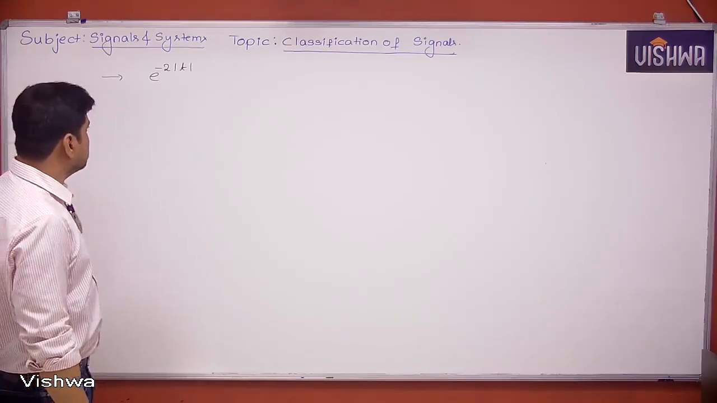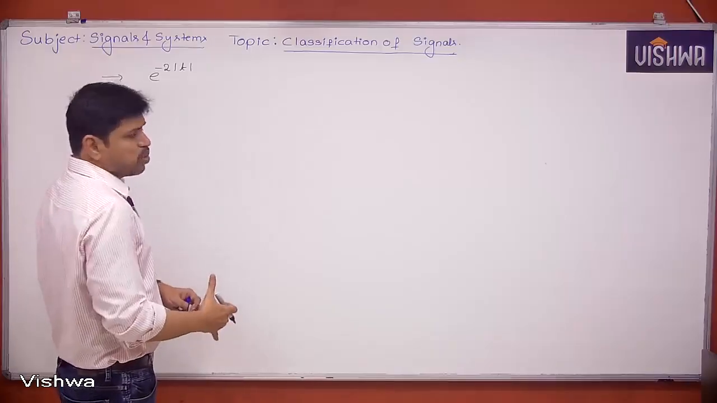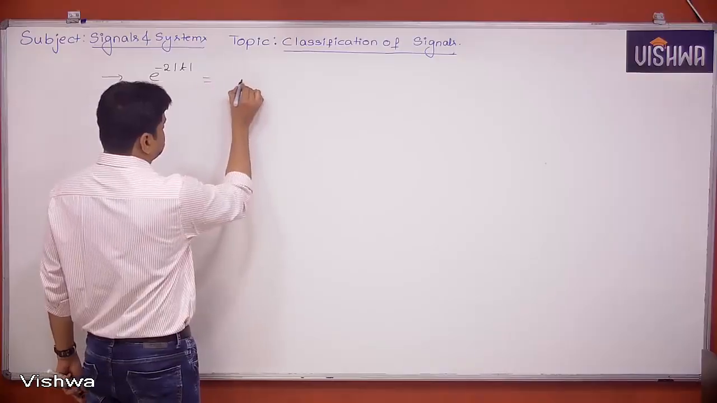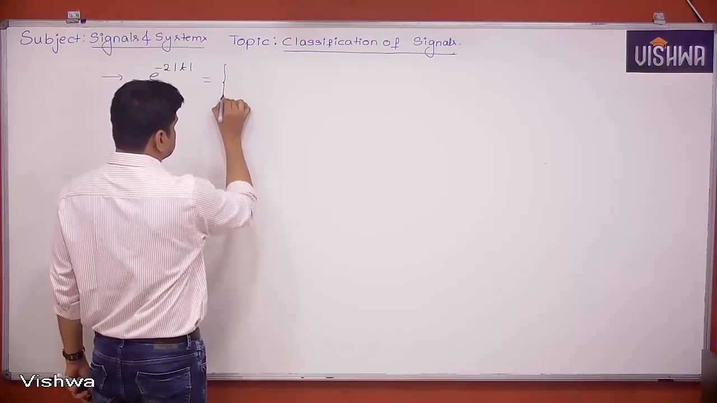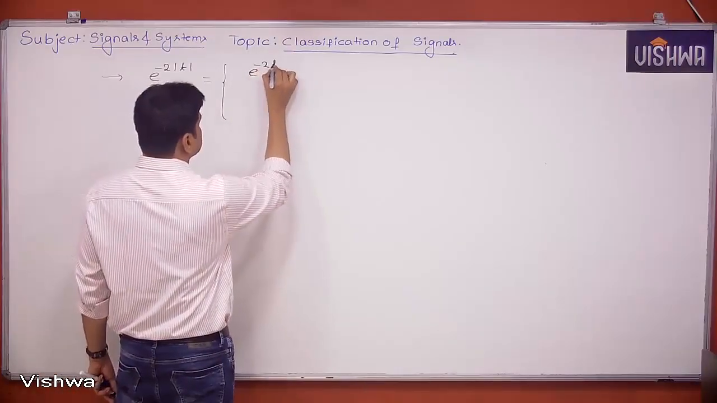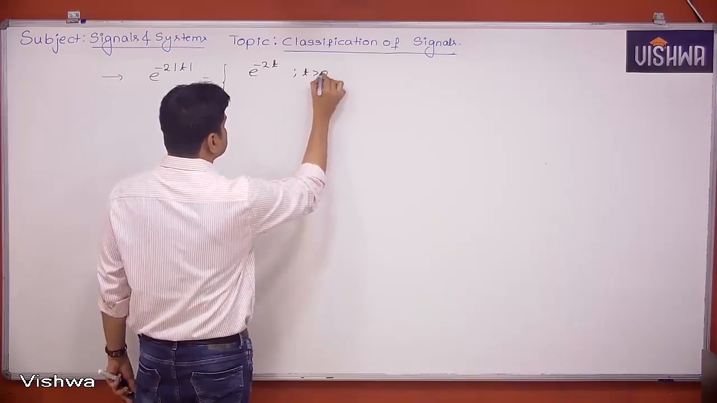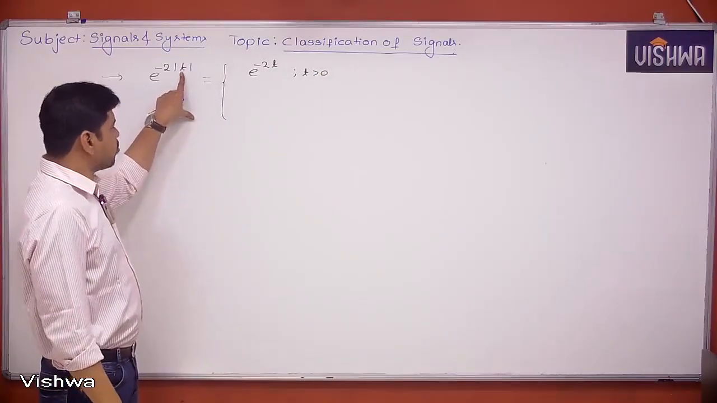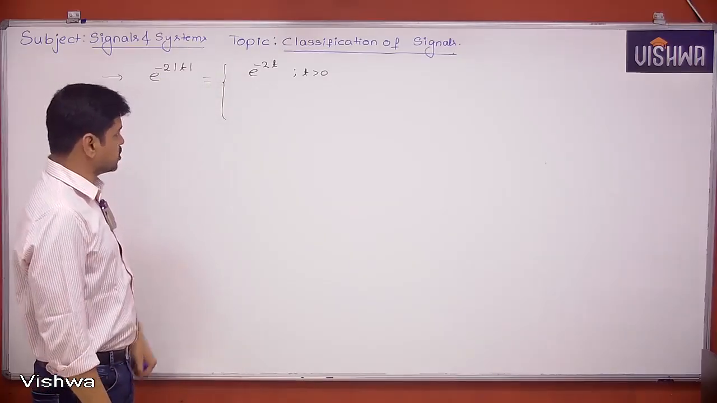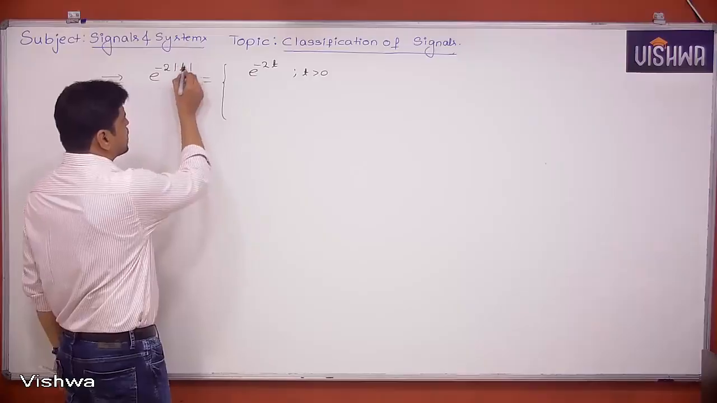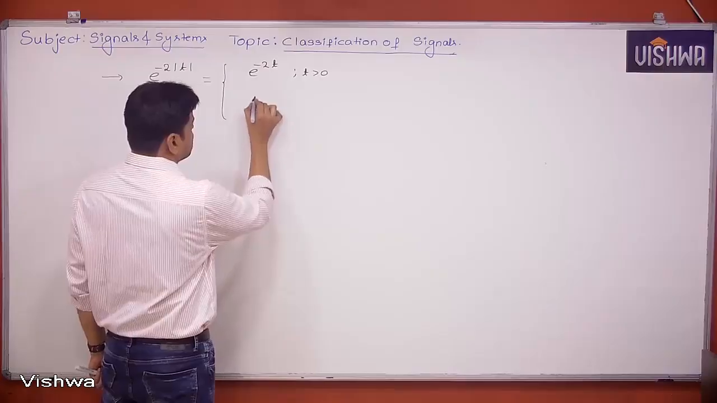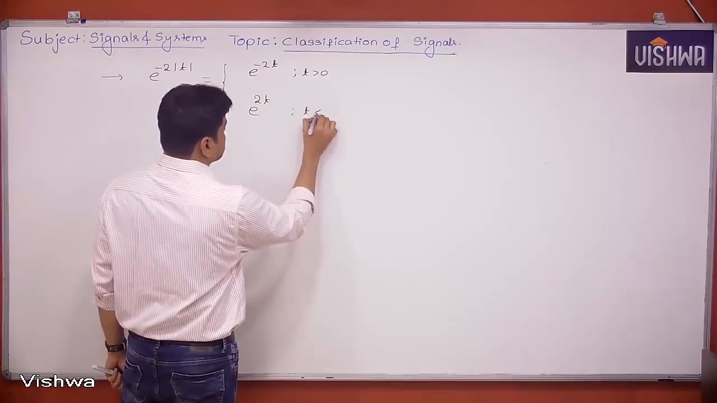We have to check. So first we have to write the signal in an easier manner. This can be e power minus 2t for t greater than 0. That means if the t value is positive, then mod t is equal to t, so finally it is going to be e power minus 2t. Next, if the t value is negative, then mod t is going to be minus t, then it is going to be e power 2t for t less than 0.